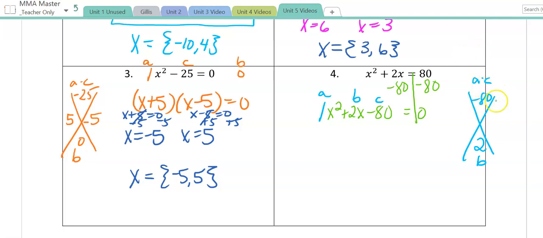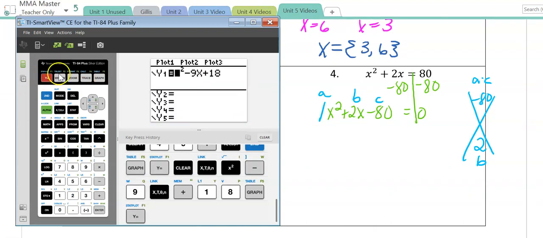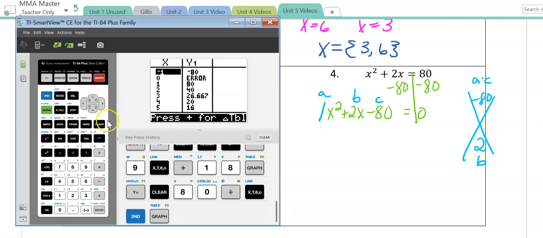Okay. What are the factors of 80 that'll give me a 2? Wow, okay, that's a big one. So I'm going to go ahead and pull up my calculator. I'm going to go to y equals, clear this, and plug in 80 divided by x, and I'm going to look at the table by doing second graph to look at my factors. Okay, I have 1 and 80. 2 and 40 isn't going to give me a 2. 4 and 20 won't add up or subtract to a 2. 5 and 16 won't. Oh, 8 and 10, because 10 minus 8 is 2. So the difference is 2 on that one.